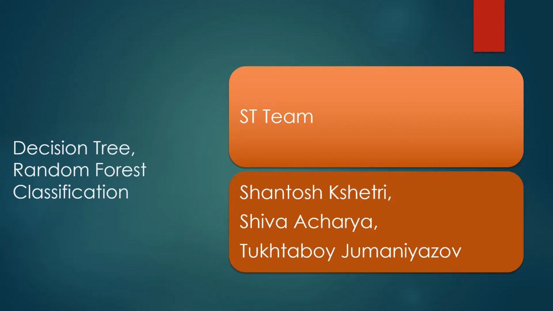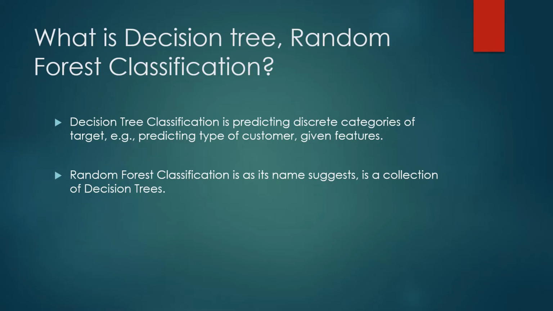Our team name is ST team and we are three members: Santosh, Shiva, and Tuktaboy. The topic is decision tree and random forest classification. First we will go through our slides and then we'll go through our notebook.